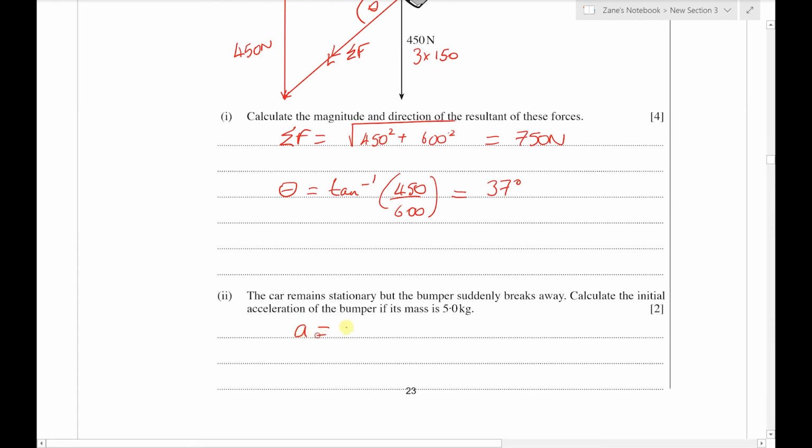So rearranging the equation that we were given above, the acceleration is resultant force over the mass. We've just worked out that the resultant force is 750 newtons and the mass is 5 kilograms. So 750 divided by 5 is going to give us 150. And don't forget the unit, meters per second squared. This was actually a unit mark question in the exam, so forgetting the unit would have cost you a mark.